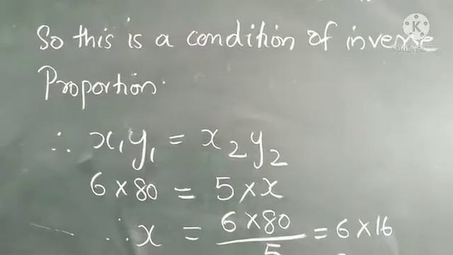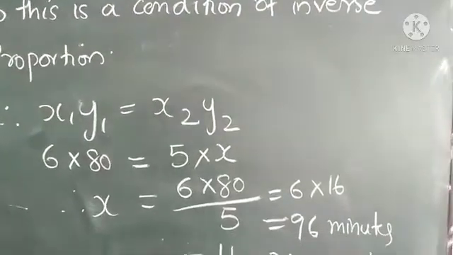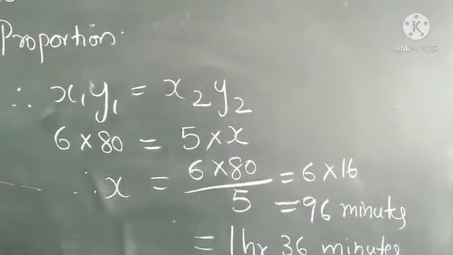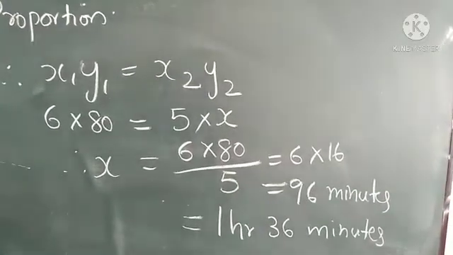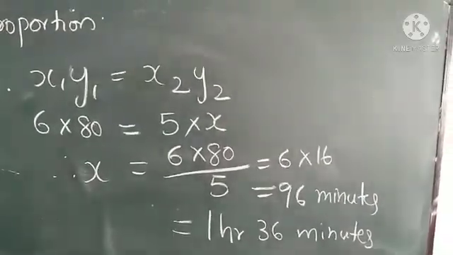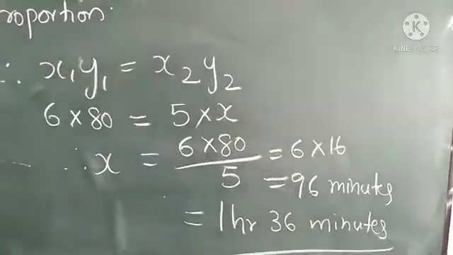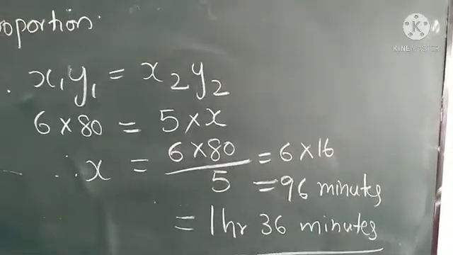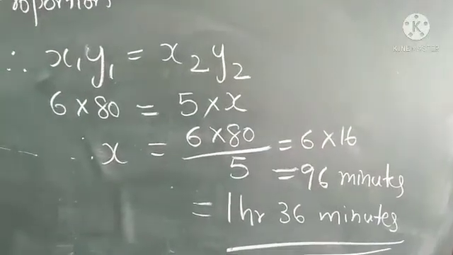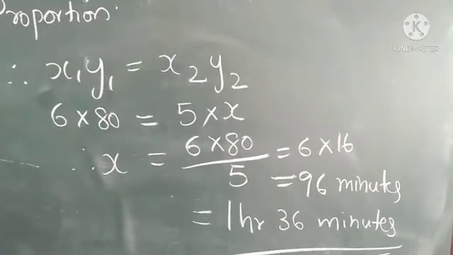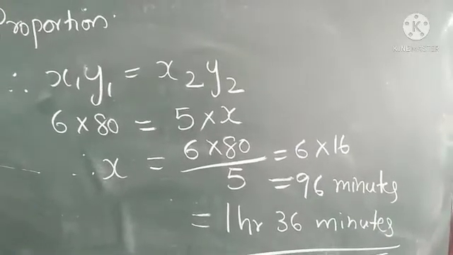Find the unknown. By calculation we will get 6 into 80 by 5, so 96 minutes will be taken to fill the tank with 5 pipes of the same type. That is very important: the pipes should be of the same type. Okay, so we will convert it into hours and minutes. We will get 1 hour 36 minutes. How? 96 divided by 60, we will get 1 hour, remaining 36 minutes.